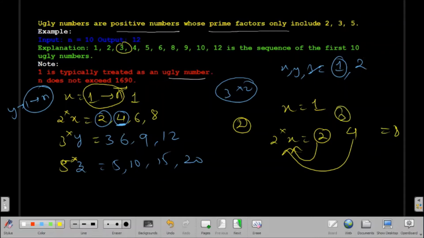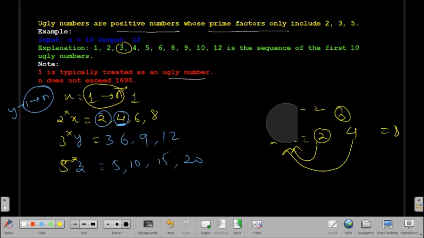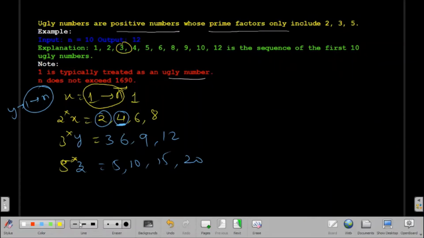So we have one problem. If we see here, because we have to find the nth number, the 10th, if you see here 10, this is 1, 2, 3, 4, 5, 6, 7, 8, 9, 10th.